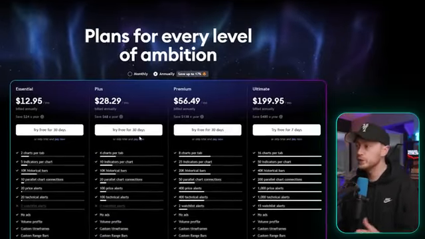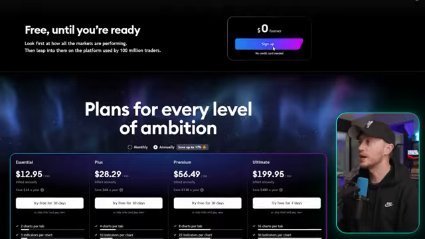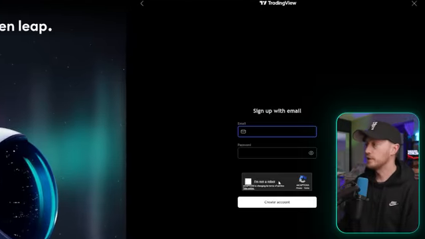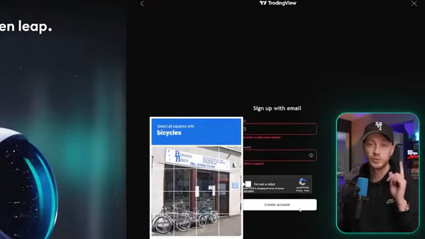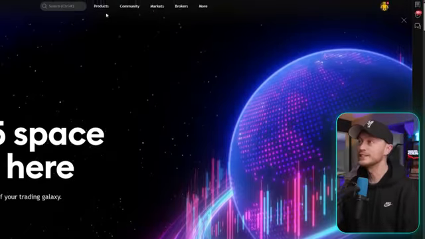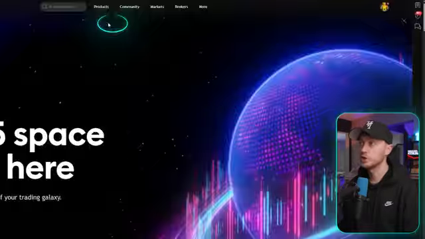There are paid plans right here, but it's not required. You could sign up for free. Click on email right there. Enter your email, enter your password, tell them you're not a robot, and then just create your account. Now, once you're logged in, just come to products and click on Supercharts right here.